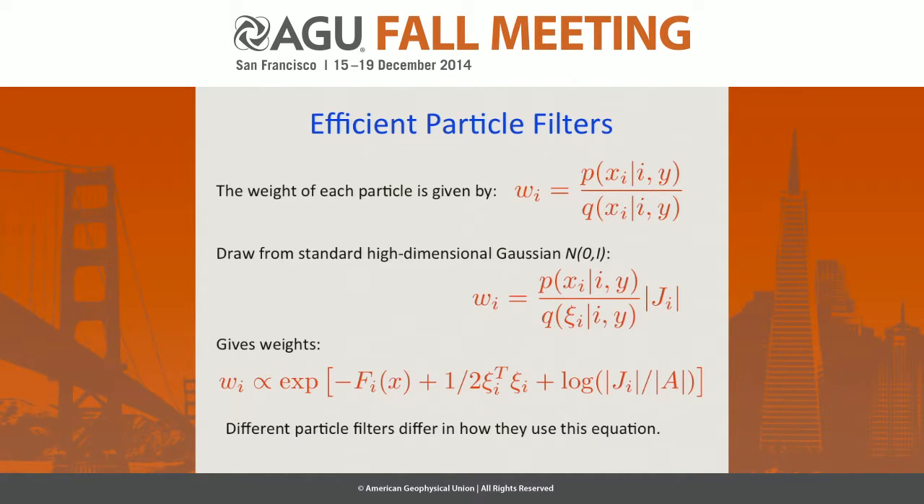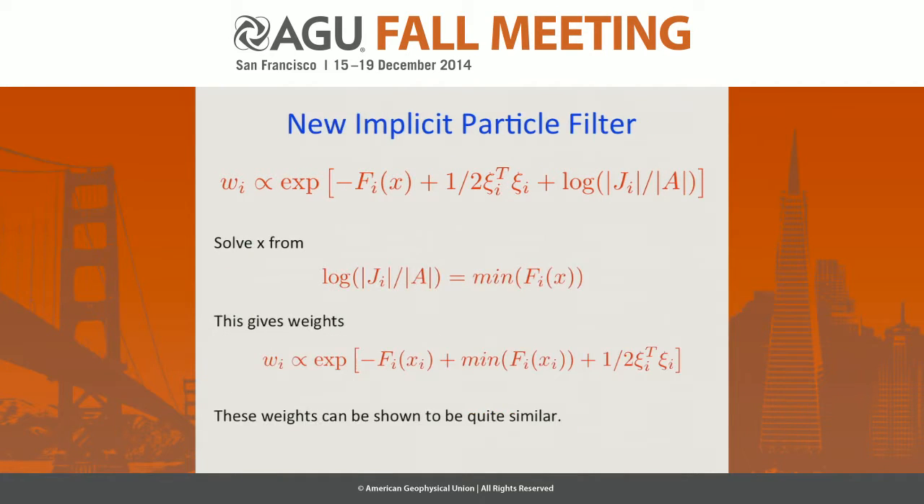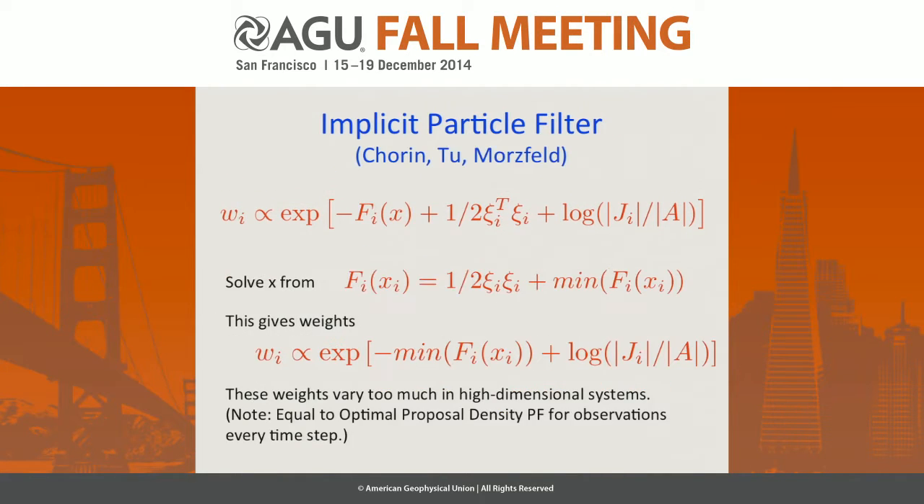Now typically we'd like to draw from a high-dimensional Gaussian. We know how to do that in high dimension, so we can rewrite the weights as in the second equation. Second equation, where is it? Oh no, what am I doing? That's not what I wanted to do. Almost there.